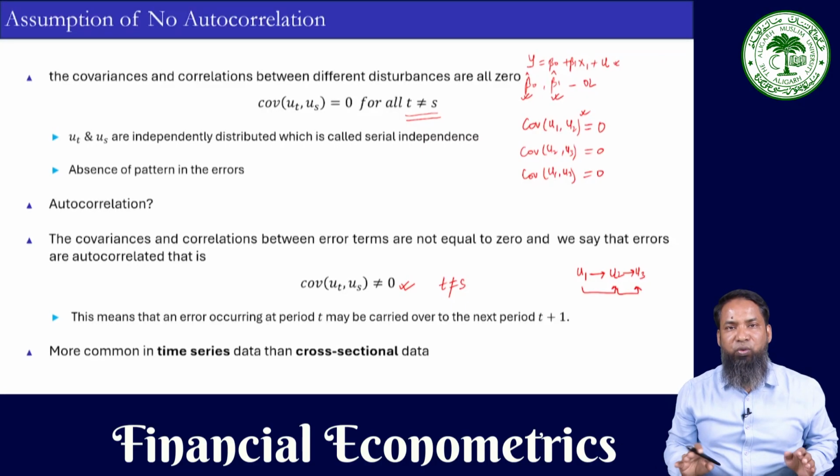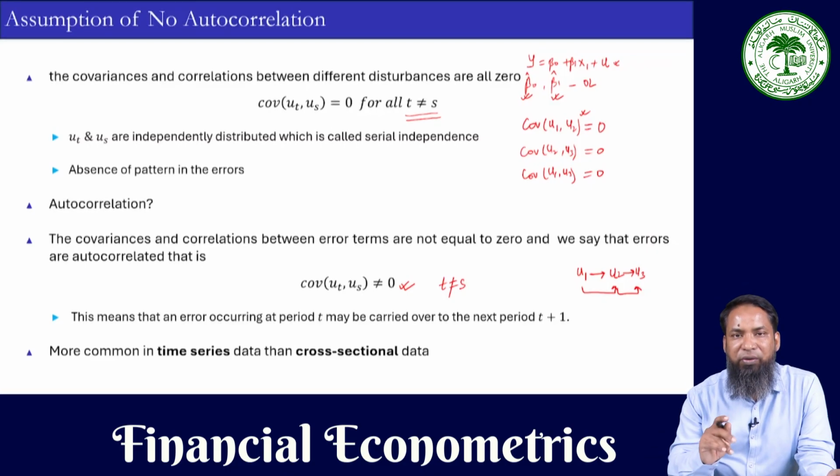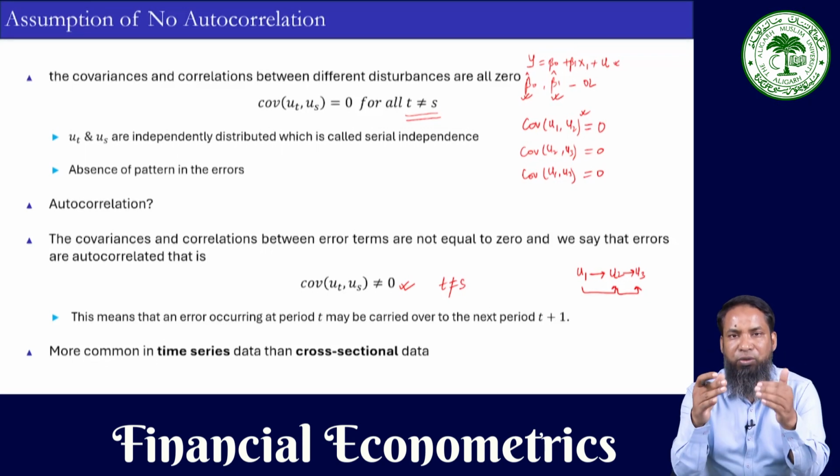This phenomenon is quite common in time series compared to cross-sectional data. Why? In time series, what we do is take the observations of a particular unit across time, whether it's a firm or a particular asset.